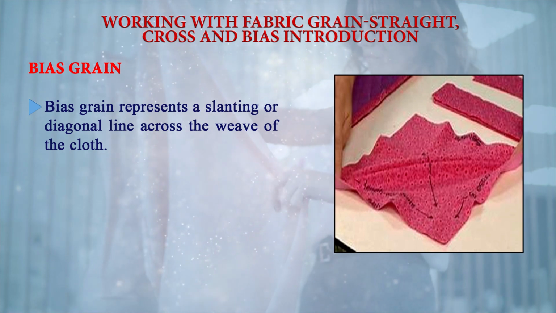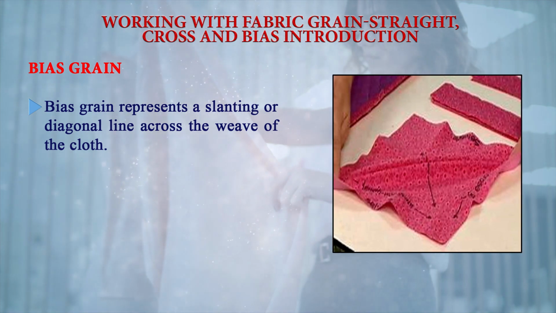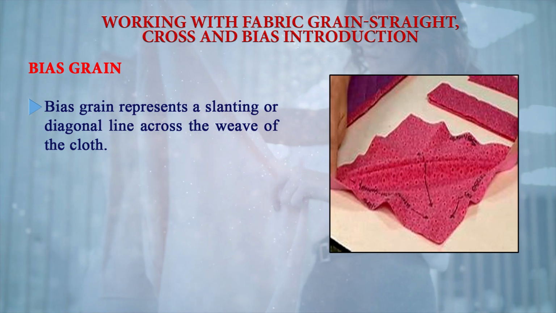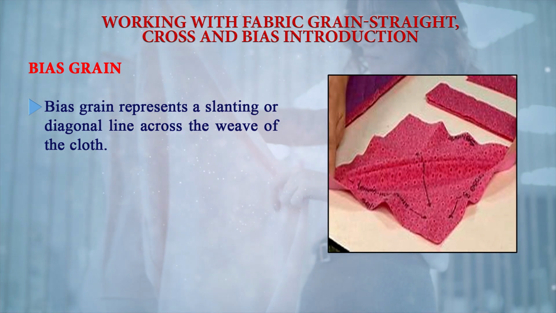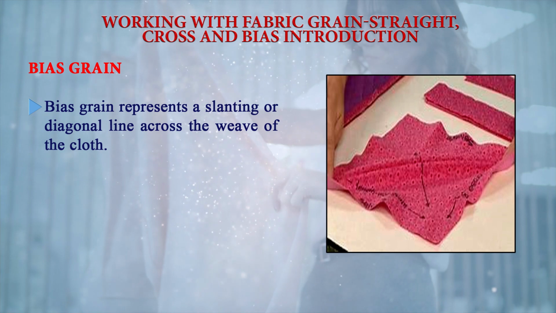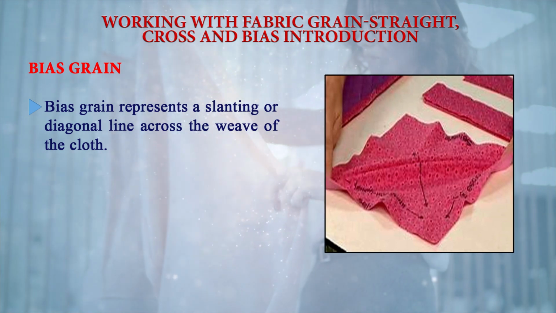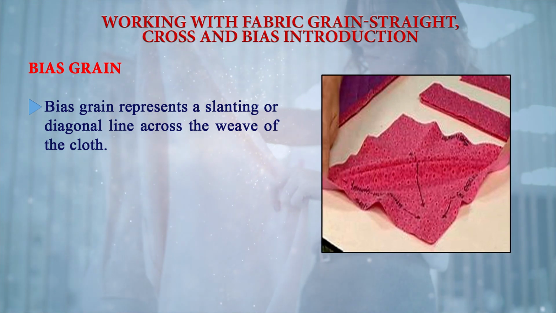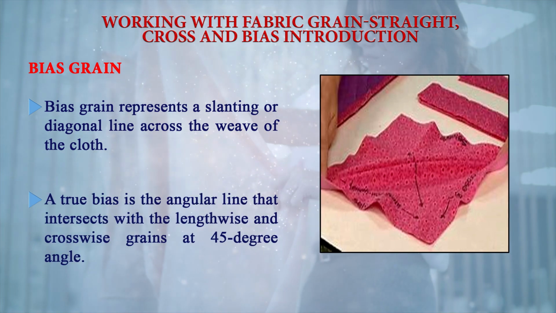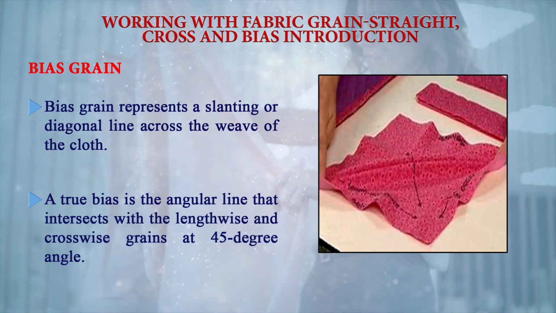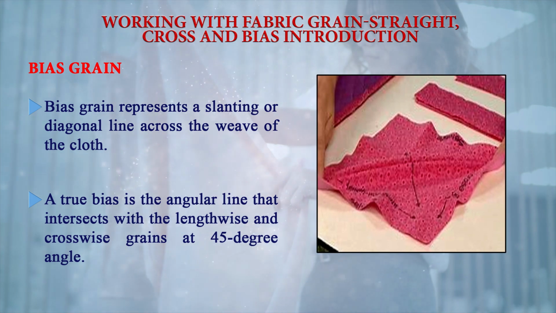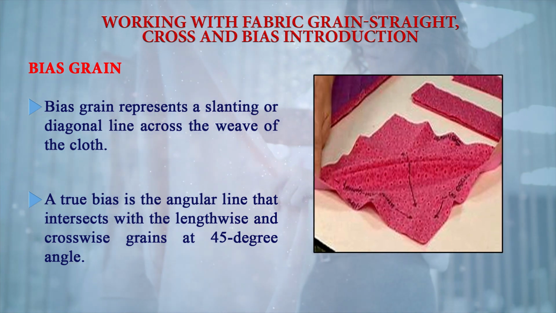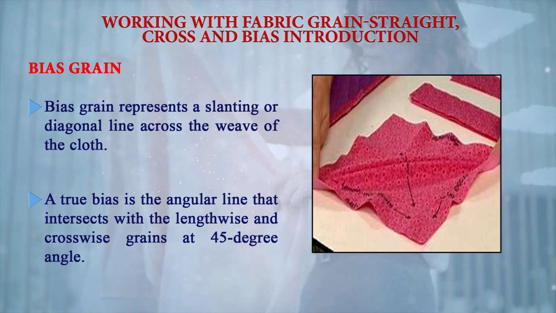Like in the picture, if we have a square piece of fabric and we stretch it from the center point diagonally, it is said to be the bias point, or the true bias of the fabric, which is at a 45 degree angle on the fabric. So a true bias is the angular line that intersects the lengthwise and crosswise grain at a 45 degree angle. This is the most stretchable point of the fabric.